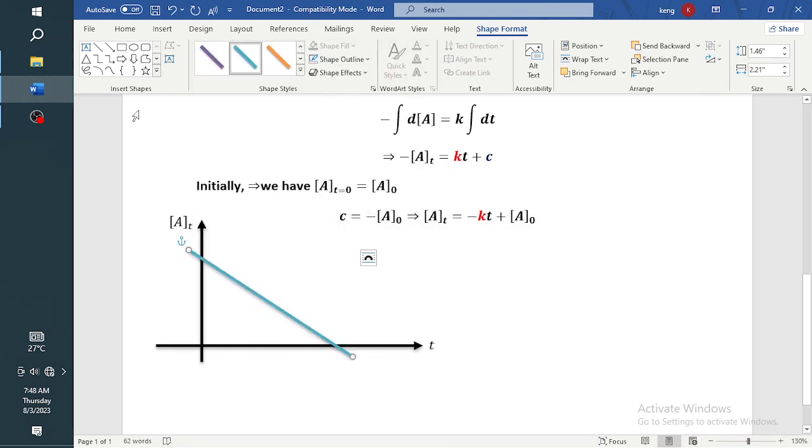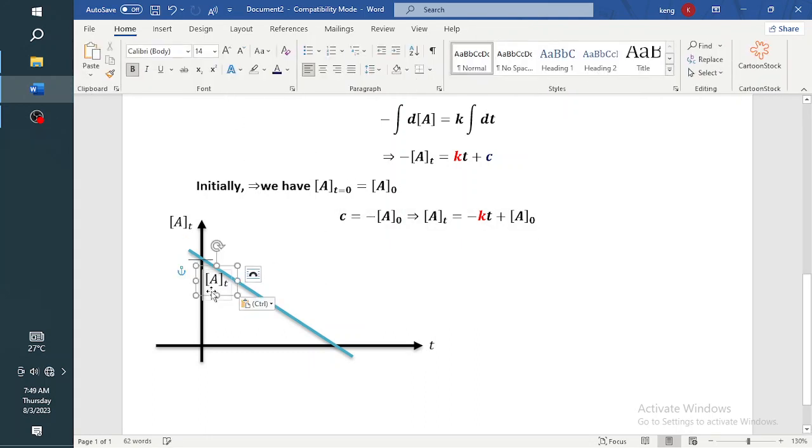Now when time is equal to 0, the concentration is actually this value here. That is when time is equal to 0, and that value there simply is the initial concentration, which is the concentration at t equal to 0. Now the concentration keeps on decreasing with respect to time. As time is increasing and going towards the right, the concentration is decreasing.